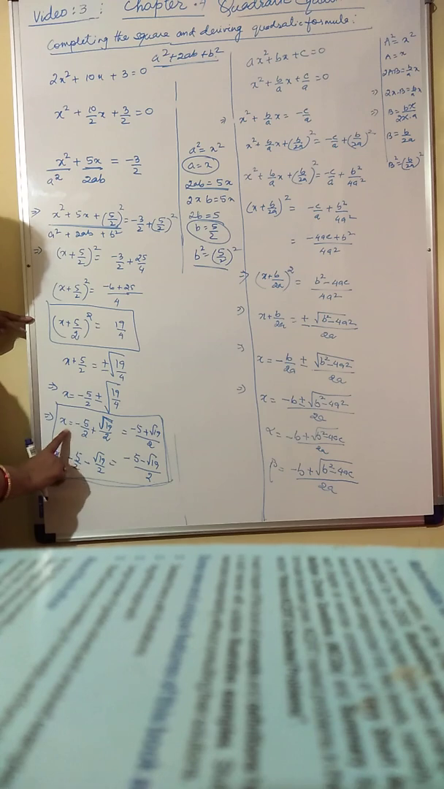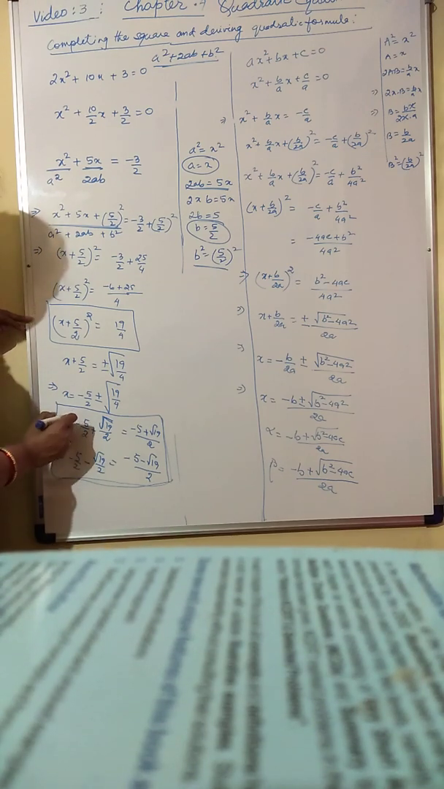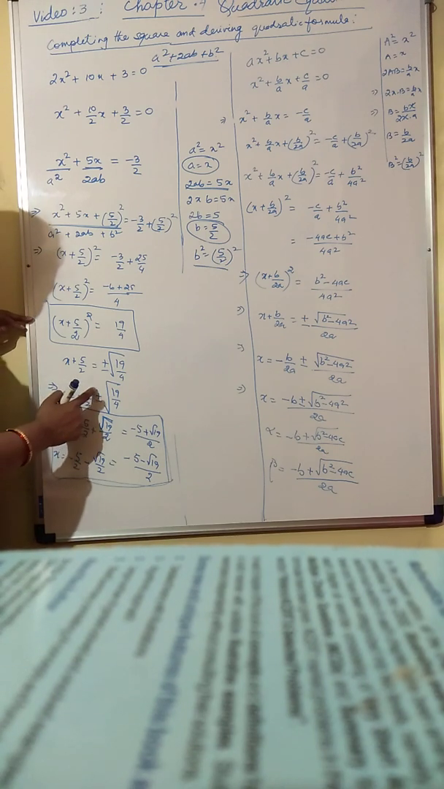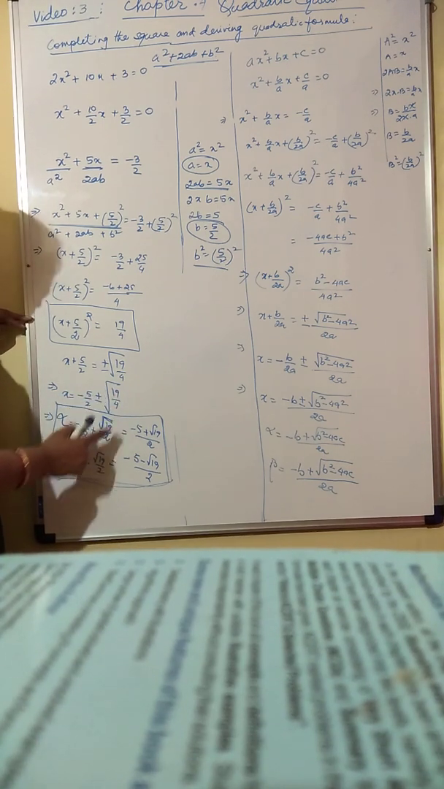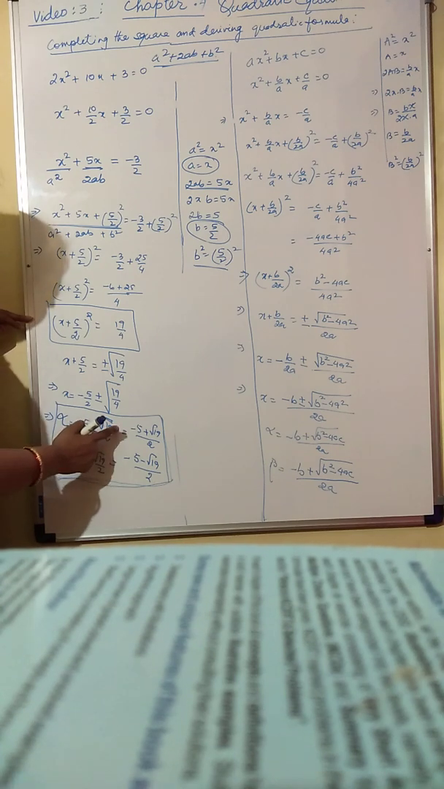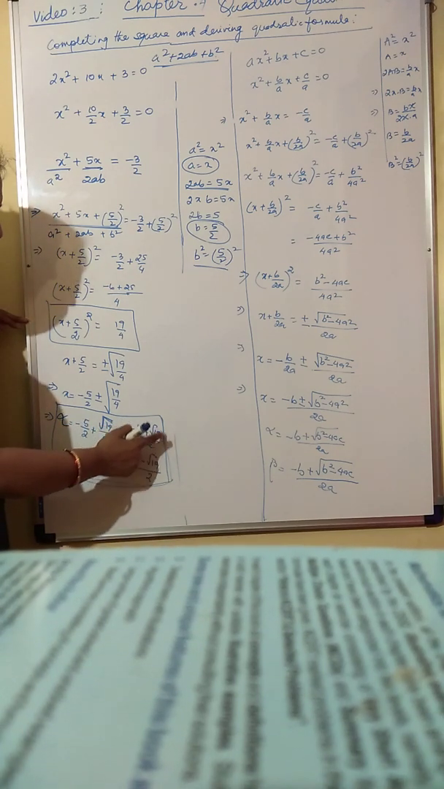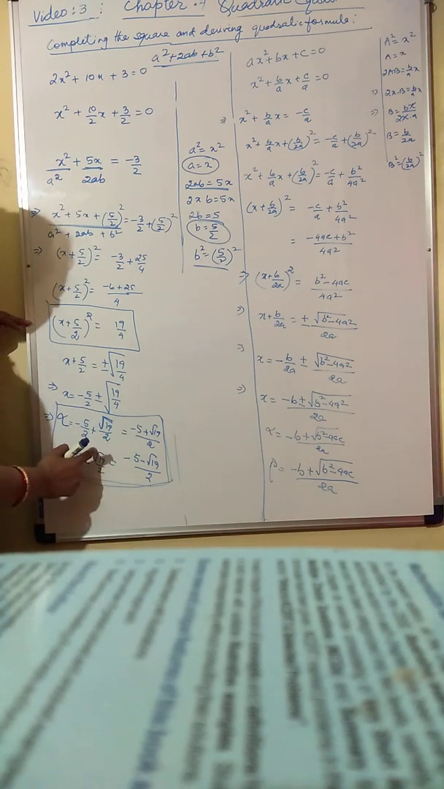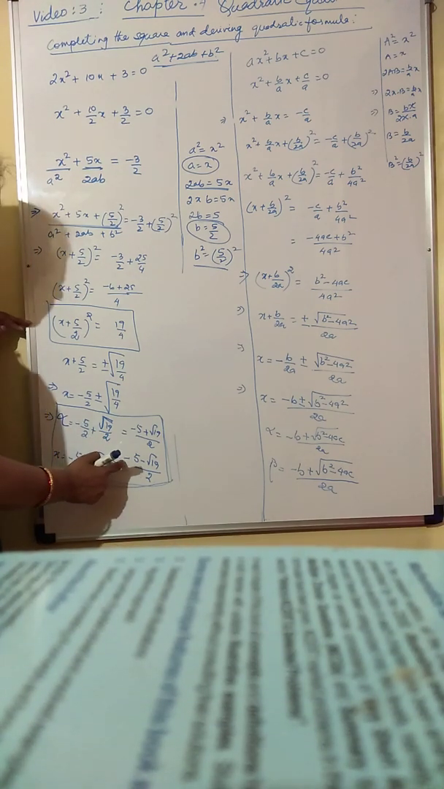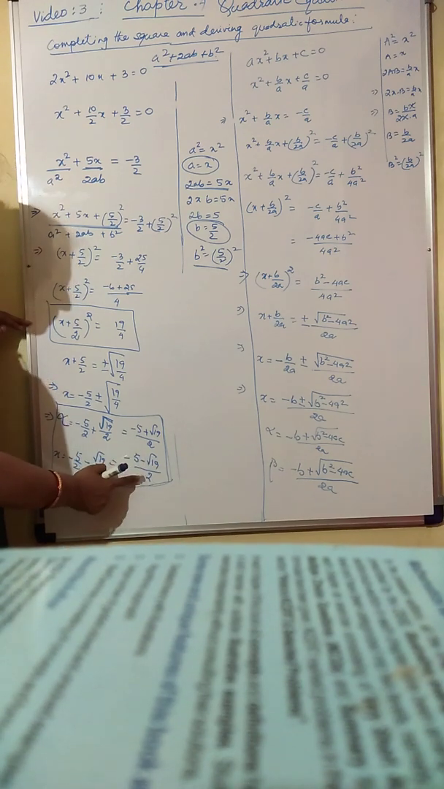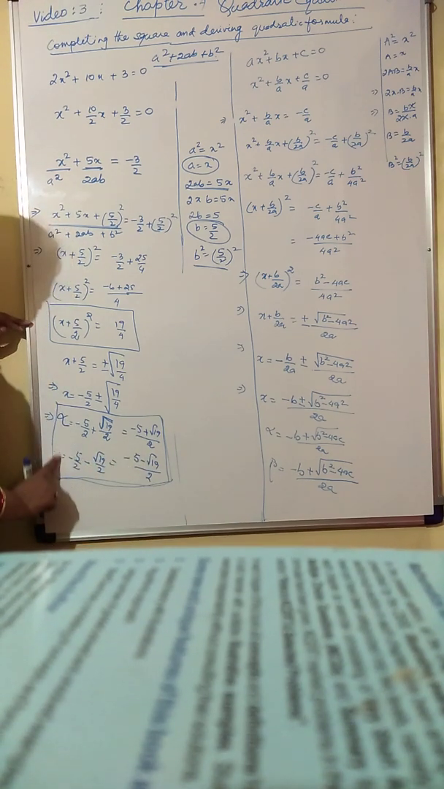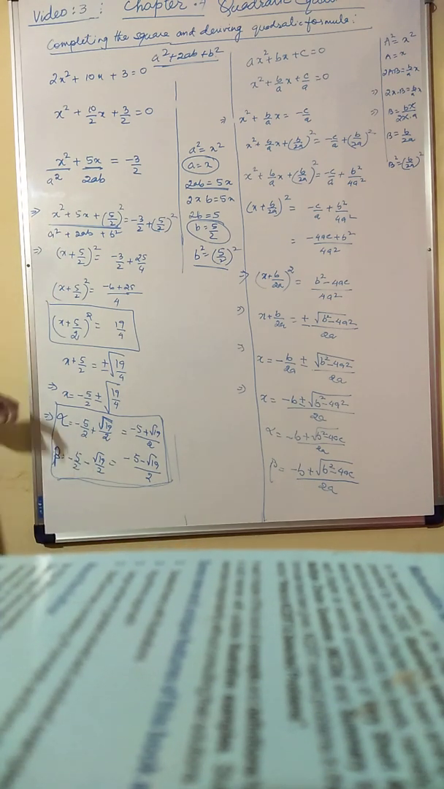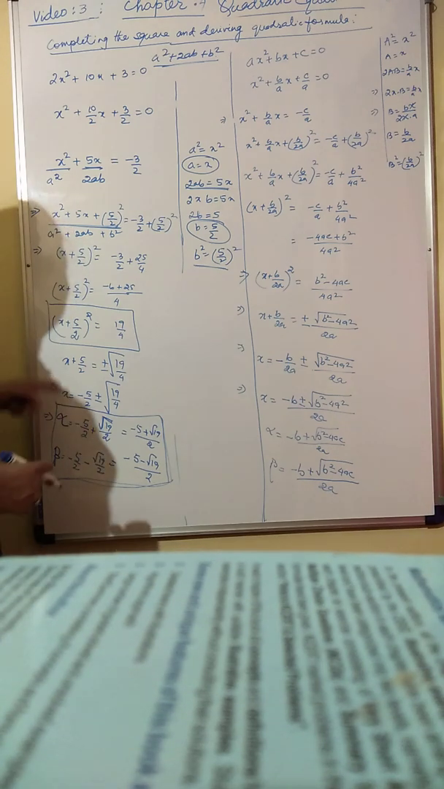So the two values of x which I will get, the two zeros: alpha is minus 5/2 plus root 19 by 2, which is (minus 5 plus root 19) by 2, and beta is minus 5/2 minus root 19 by 2, which is (minus 5 minus root 19) by 2. So these are the two values of x, or two zeros of the quadratic equation by completing the square.